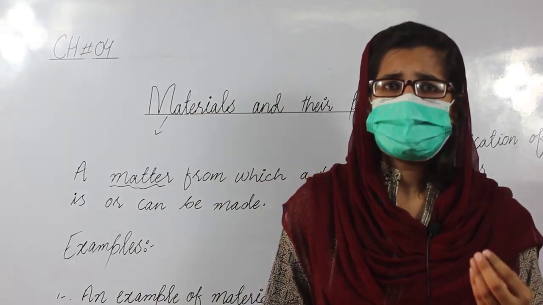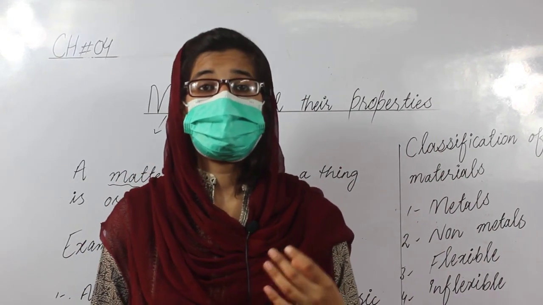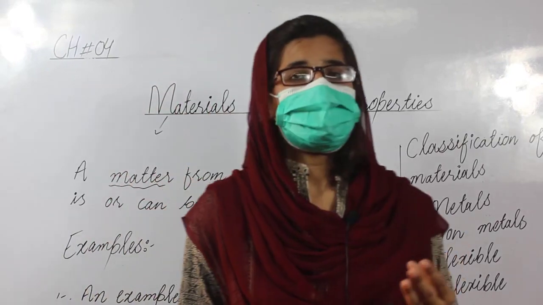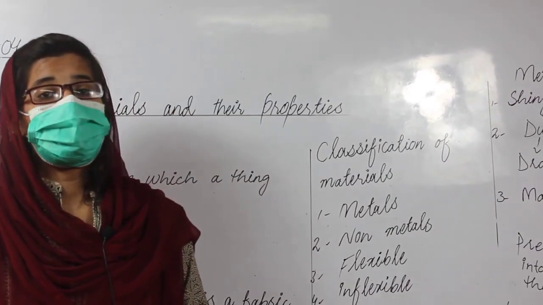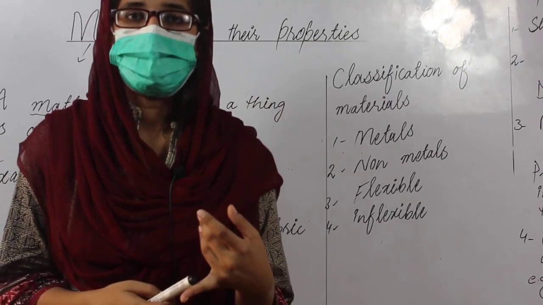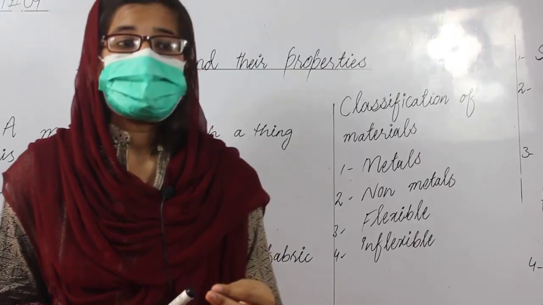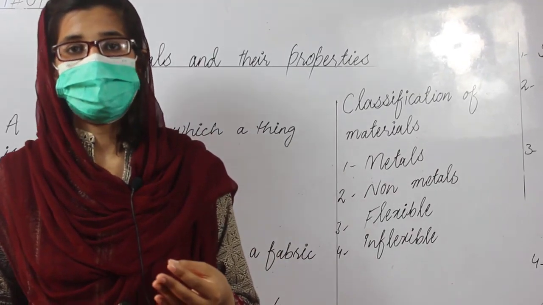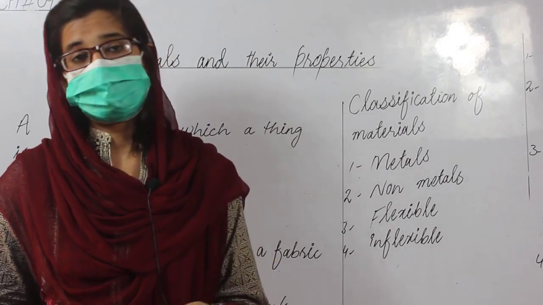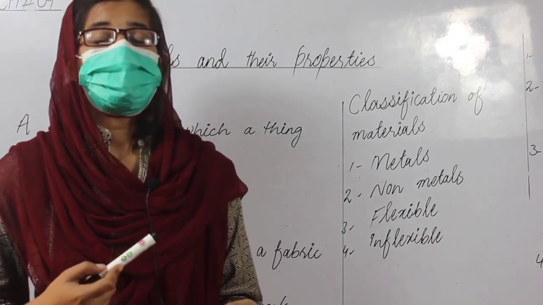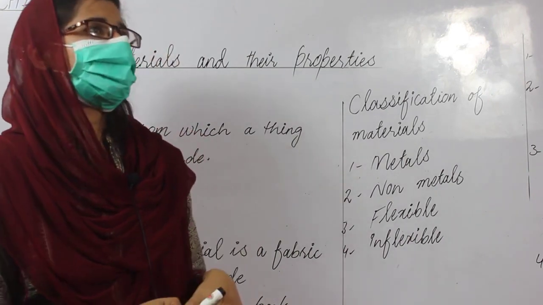Now the next topic is classification of material. Materials can be classified into the following groups: metals, non-metals, flexible or inflexible. Metals are materials that allow electricity to pass through them. These are also called conductors. Non-metals cannot allow electricity to pass through them, and we can say that these are the insulators and poor conductors of heat and electricity.